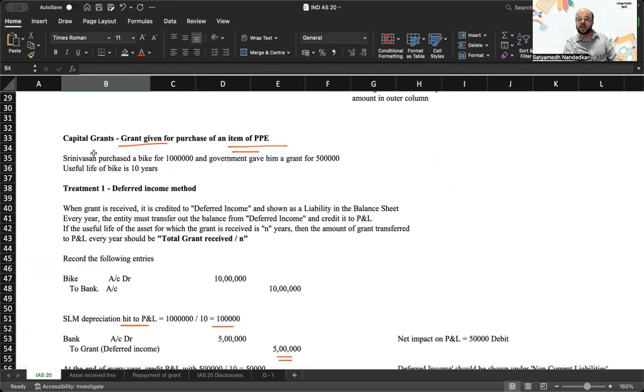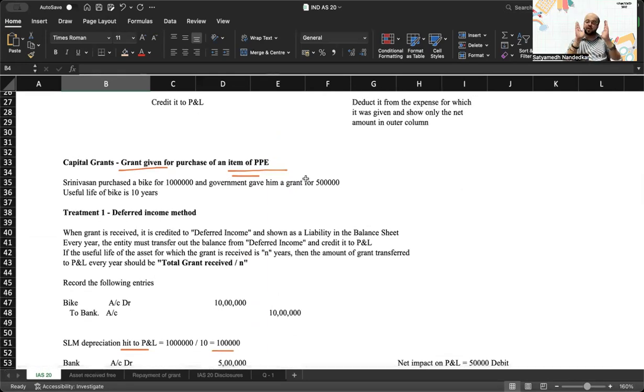Capital grant is grant given for purchase of an item of property, plant and equipment. This is basically for purchase of capital assets or non-current assets. Now here you have two methods again. Method 1 is known as the deferred income method. Method 2 allows you to deduct the amount of grant from the asset cost.